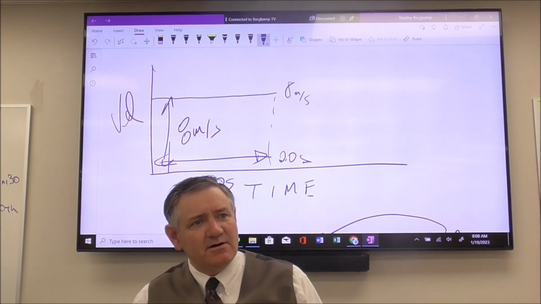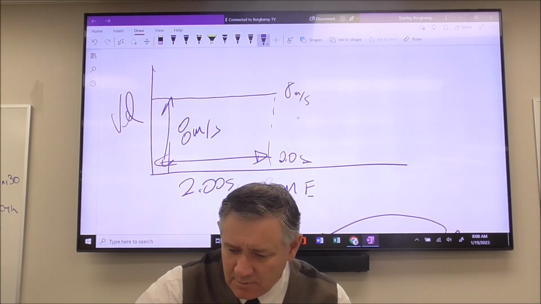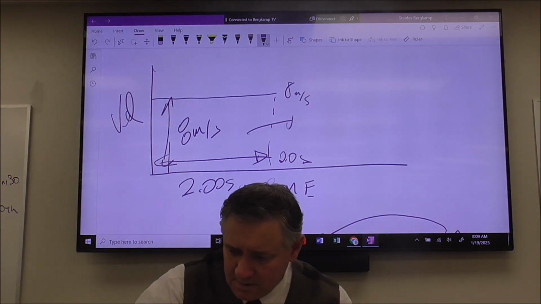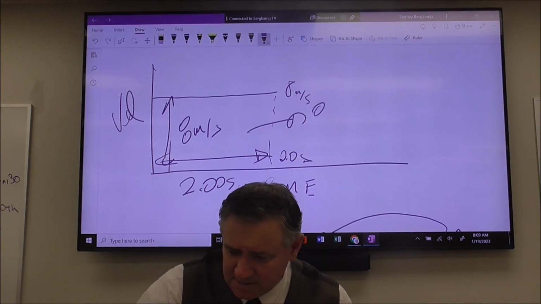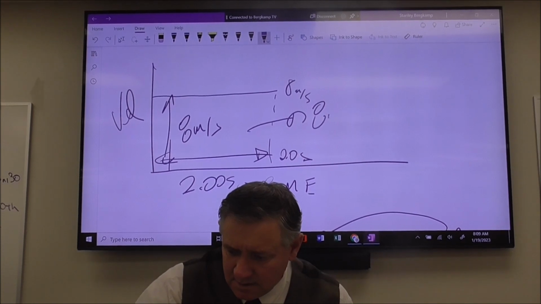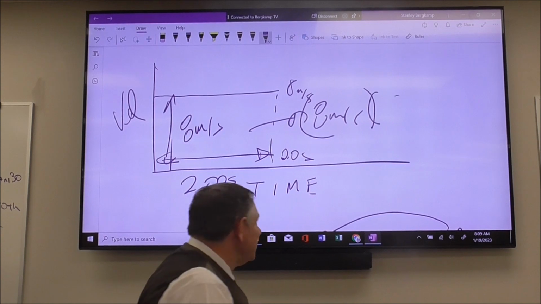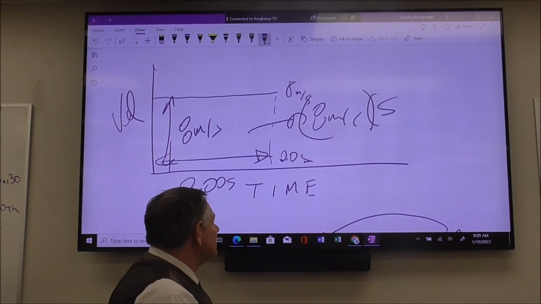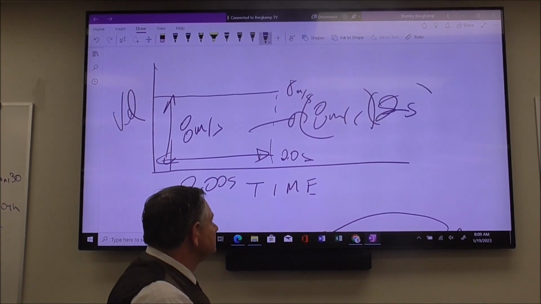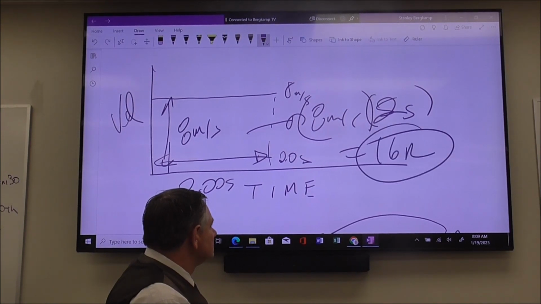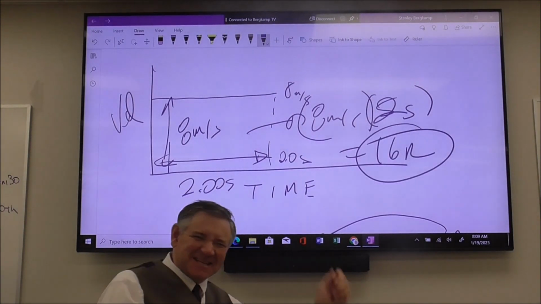And we're going to find the area of this. And we're going to take 8 meters per second times 2 seconds, and we're going to get 16 meters. So, it's so weird. We get 16 meters, it's magic.